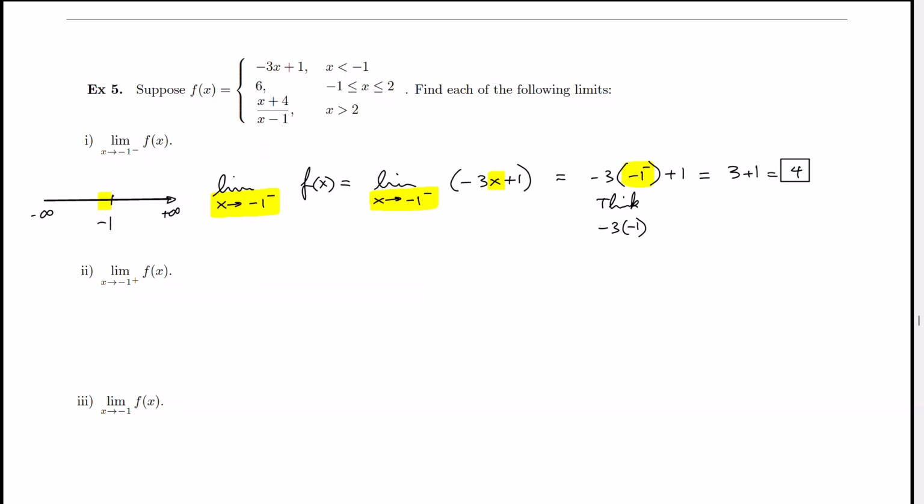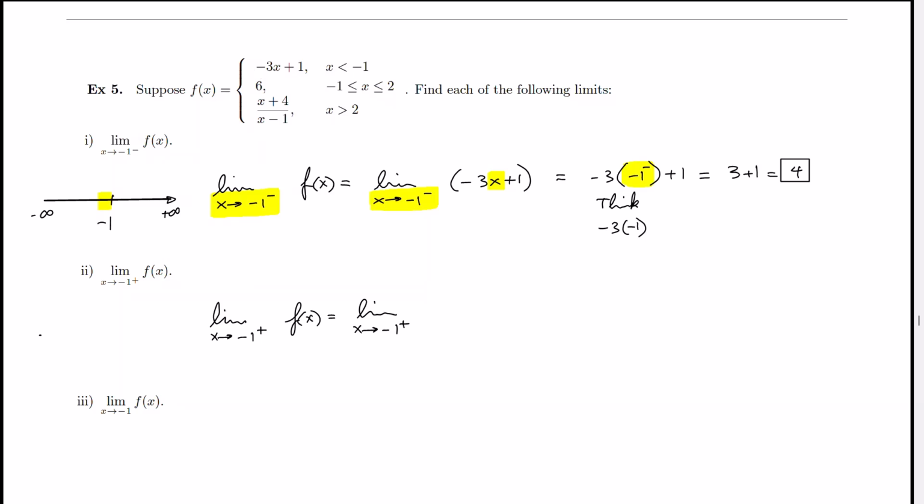Okay, now looking at part 2 of the problem, we have the limit as x approaches -1 plus of the function f of x. And so what name should I use? Should I put -3x plus 1? Should I put 6? Or should I put (x plus 4) divided by (x minus 1)? Well, how do I determine that?